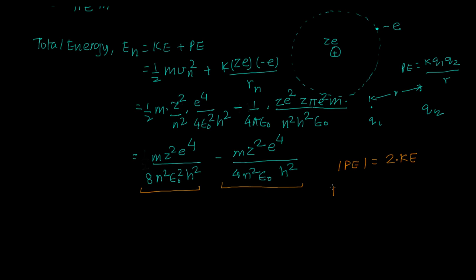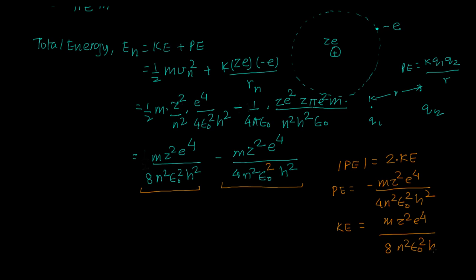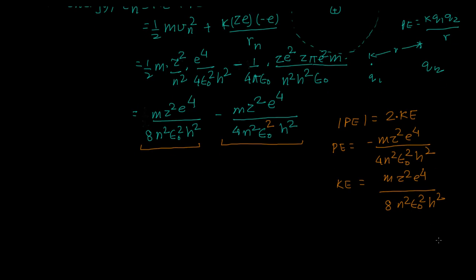So what happens? My PE is actually minus m Z square e to the power 4 upon 4 m square epsilon naught square h square. And my KE is the same thing, mod of this divided by 2. So m Z square e to the power 4 upon 8 m square epsilon naught square h square. Correct?